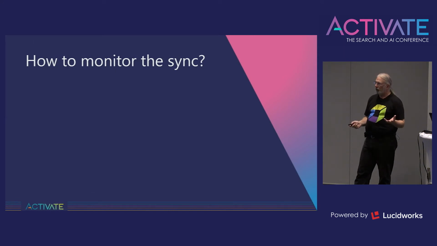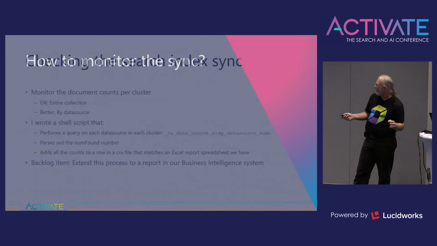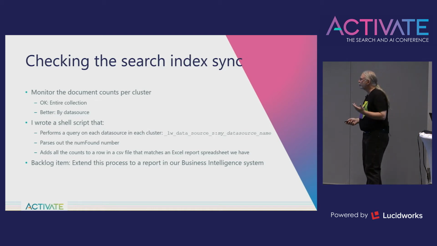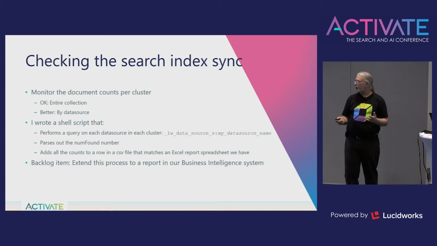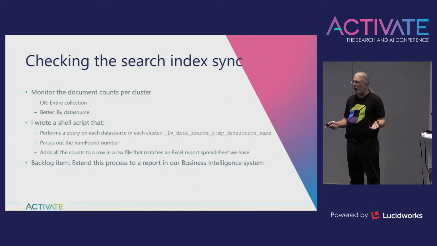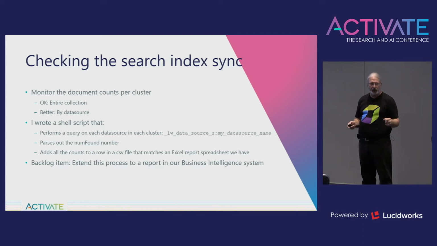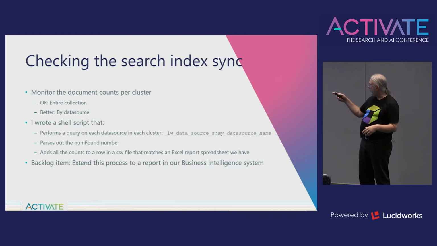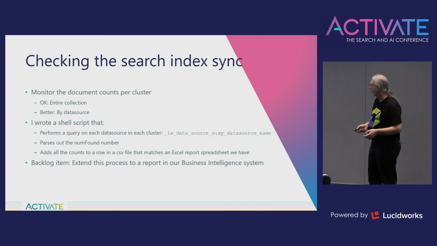We're running low on time, so I've got to speed up. How do we monitor the sync? Checking the search index, I'm going to cut to the chase and say, just get the counts. If you want to be more specific, get the counts per data source. Fusion gives us that nice LW data source S field, and then you can count by data source. So if you have differences creeping in, you can figure out where they are and try to track them down.